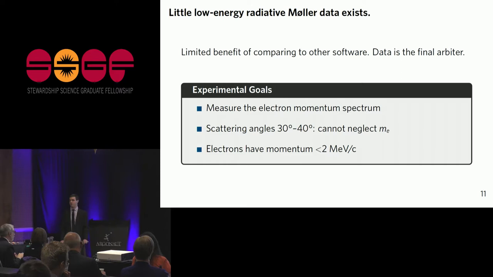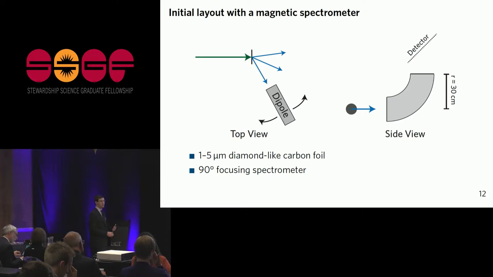So we look at low energies. We look at scattering angles that are relatively high, and you can't neglect the electron mass here. This means we need to measure the momentum of electrons that have really low energy, like a couple MeV. So we use an experiment that looks something like this. An electron beam comes in, hits a diamond-like carbon foil target. The electrons scatter out, and we catch them in a magnetic spectrometer, and we put a focal plane detector here. And this is pretty small. It's about a foot in radius.